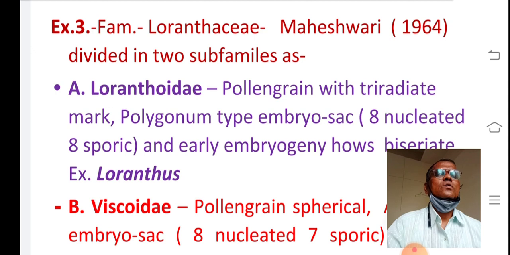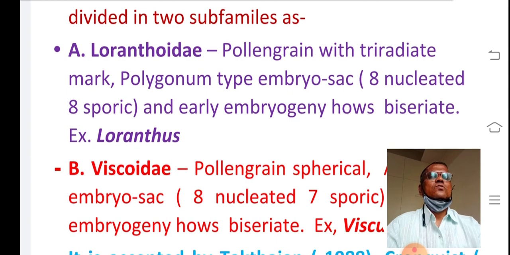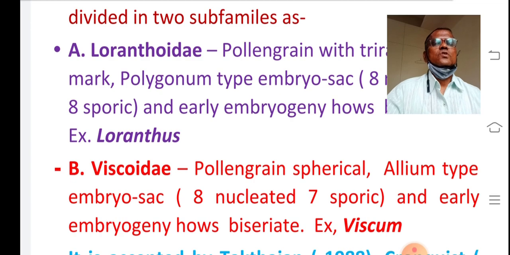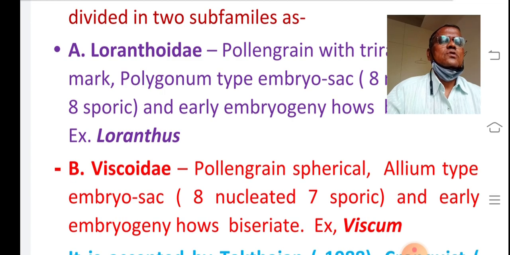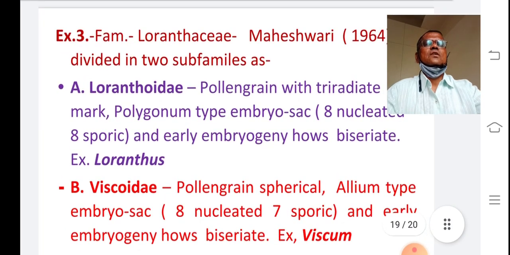Then family Loranthaceae. Based on a reference by our Indian scientist Maheshwari, 1964, it is divided by characters into 2 subfamilies, Loranthoideae and Viscoideae. Loranthoideae has pollen grains with a tri-radiate mark, a polygonal type of embryo sac that is 8-nucleated, and early embryogenesis that is biserial. Example: Loranthus, a parasitic plant commonly growing on large trees. Viscoideae has spherical pollen grains and an Allium-type embryo sac, 8-nucleated, with early embryogenesis that is biserial. Example: Viscum. Remember this good reference for our study.